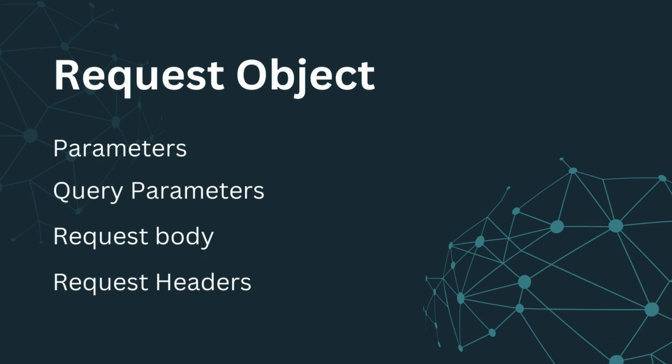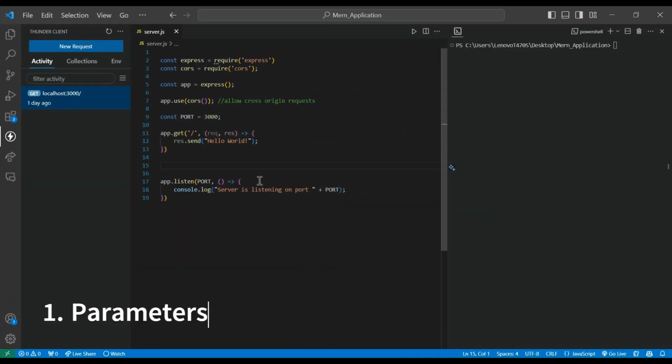There's four different main ways that I'm going to show you in this video to send data to our API endpoint using the request object. These are going to be parameters, query parameters, the request body, and request headers. If you don't understand what this means, don't worry, we're going to walk through them one by one. First of all, let's start with request parameters.